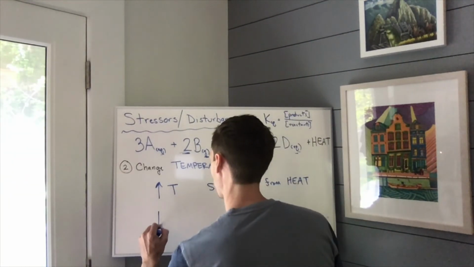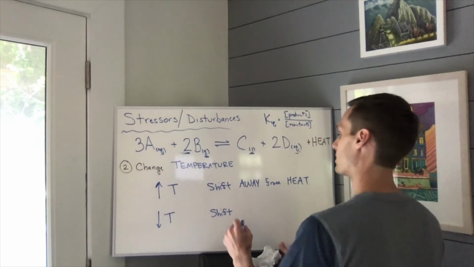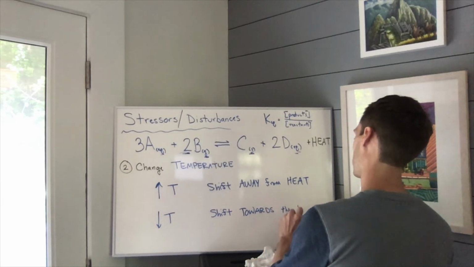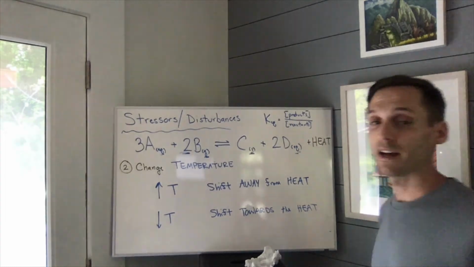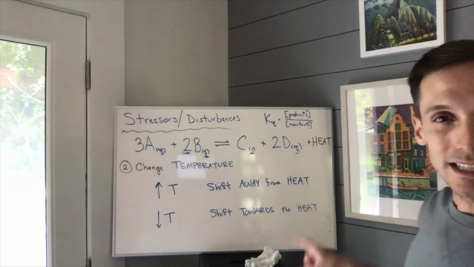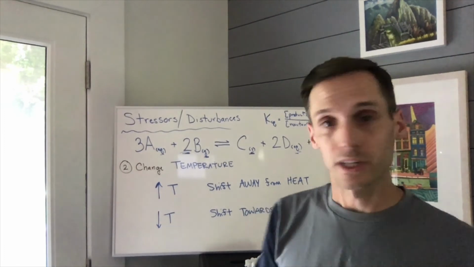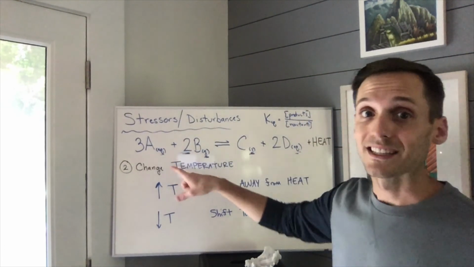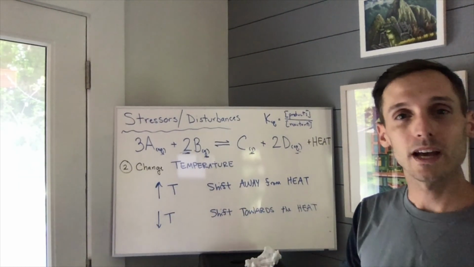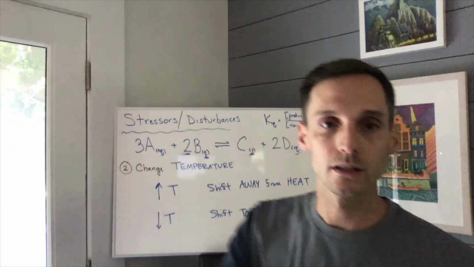However, if you decrease the temperature, hopefully you can deduce what's going to happen. We are going to instead shift towards the heat. Okay? Now, the hardest part really is just making sure you put heat on the correct side of the arrow, right? Make sure if it's endothermic, you're going to put heat as a reactant. If it's exothermic, it's going to be a product. Then it's just shifting it either away or towards that substance that you just added to your reaction. All right, good luck on your assignment.